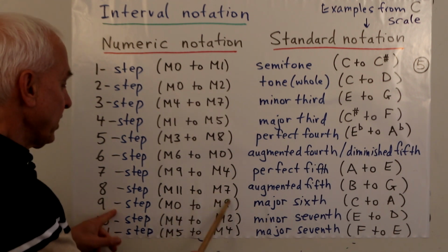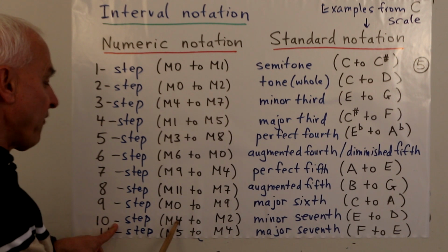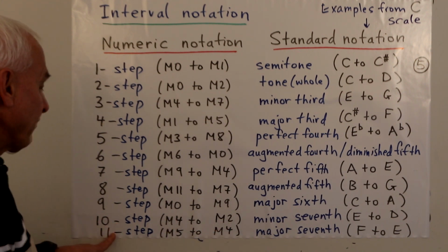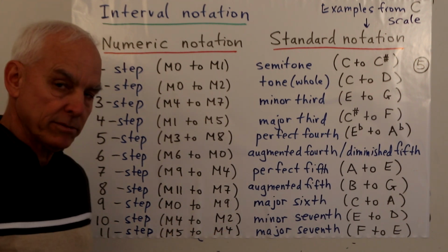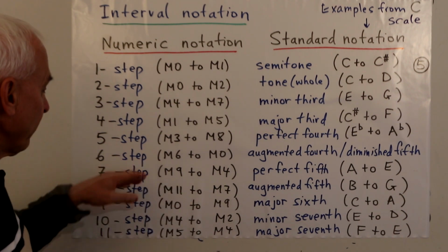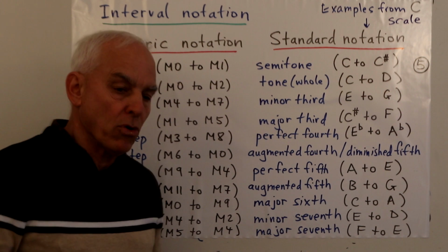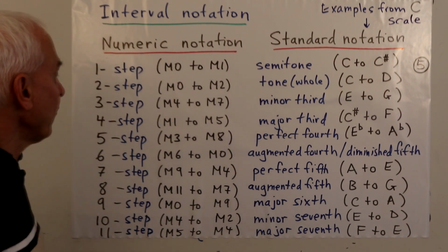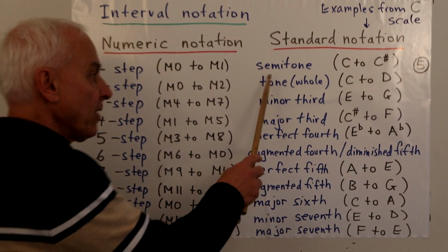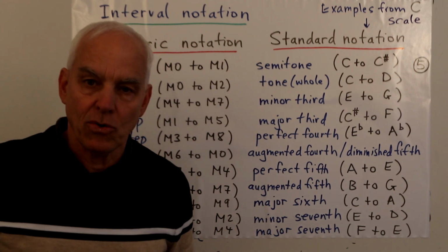9-step from M0 to M9, a 10-step from M4 to M2, an 11-step from M5 to M4. So these are all just examples of intervals of these kinds. Now here are more standard names for these intervals. So a 1-step is called a semitone.